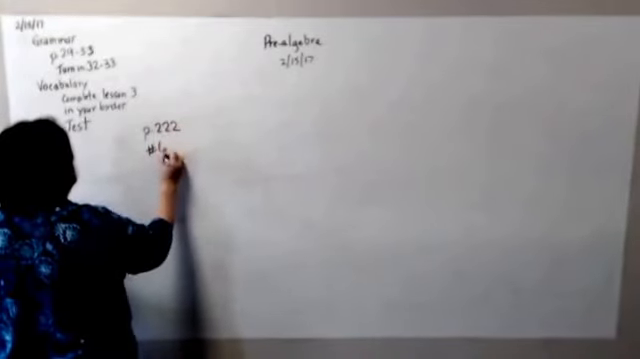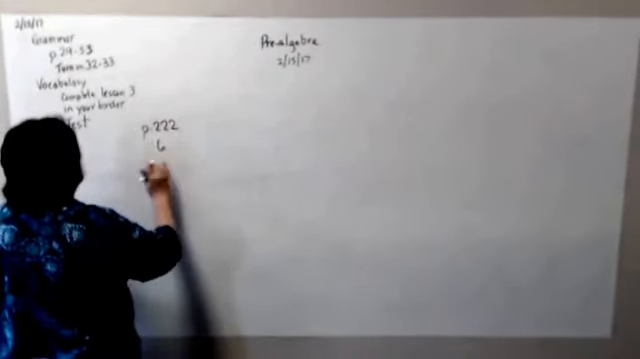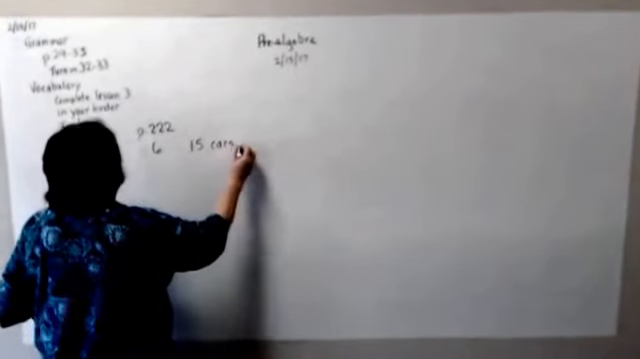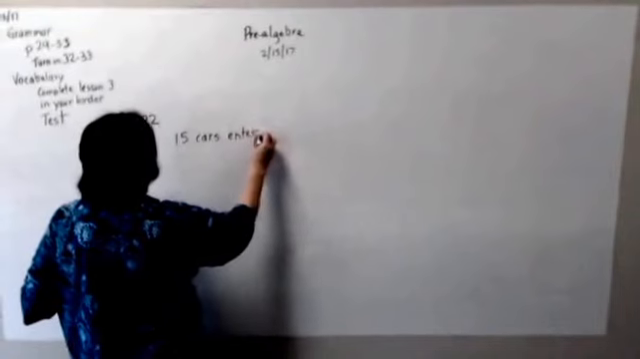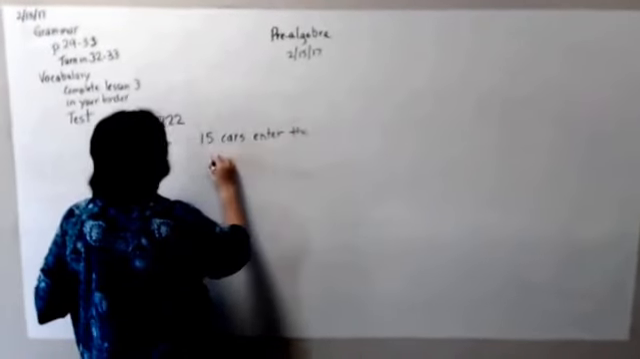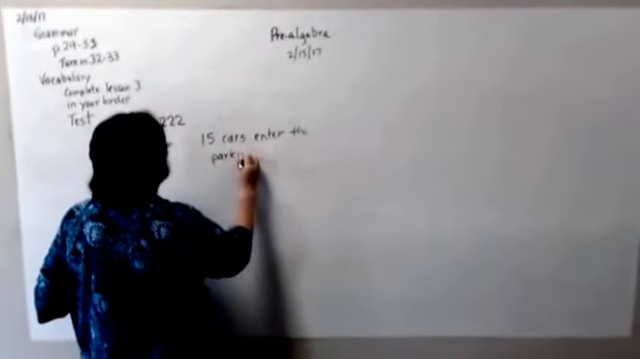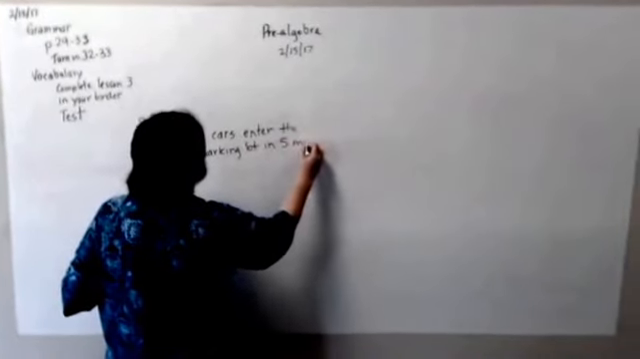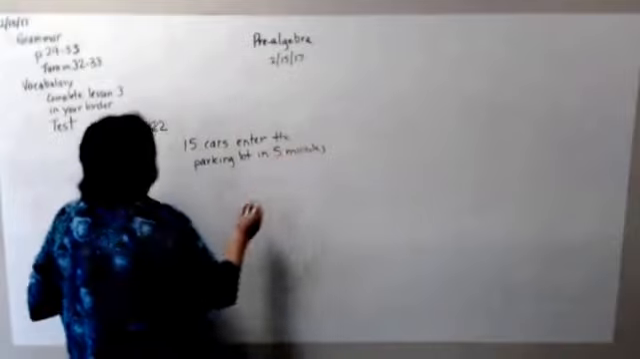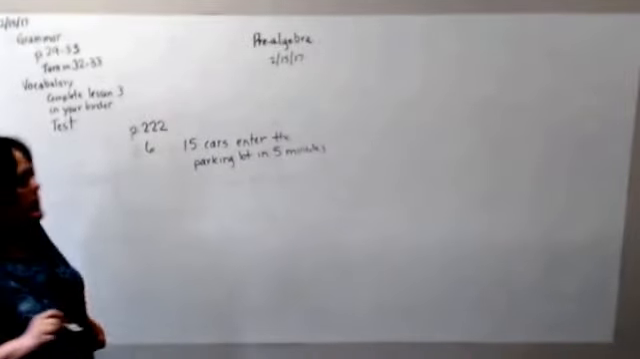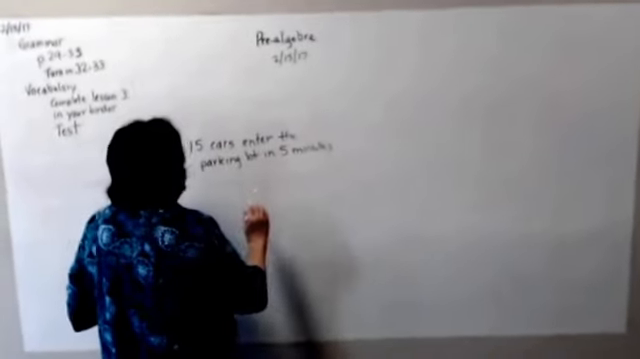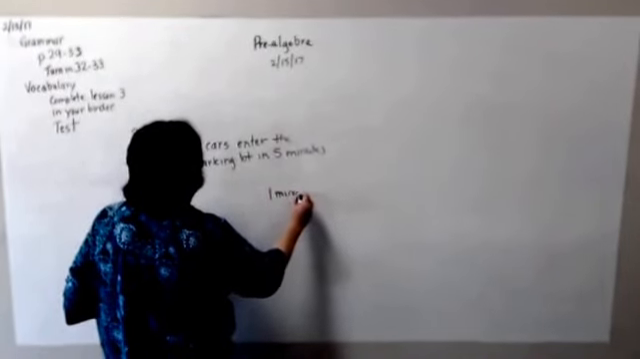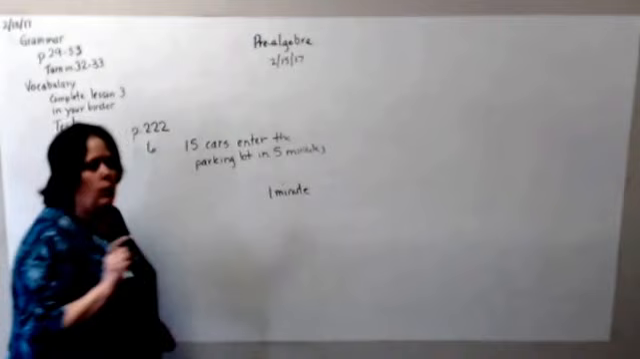Read it out to me, Sarah. It says 15 cars enter the mall parking lot every 5 minutes. And then it's like A, B, C, and A is how many cars enter the parking lot in 10 minutes? How many enter in 1 minute? If 15 cars enter the parking lot in 5 minutes, how many enter the parking lot in 1 minute?